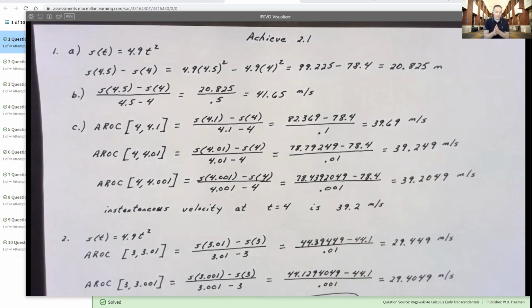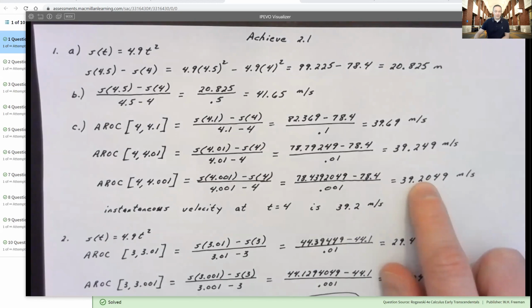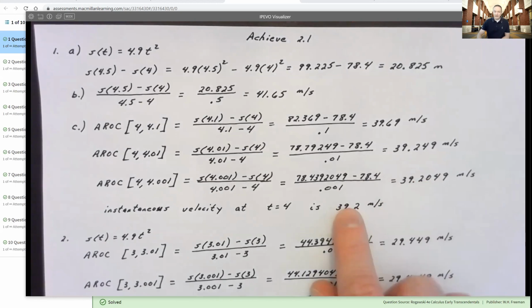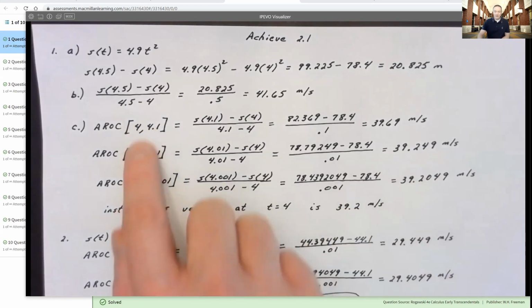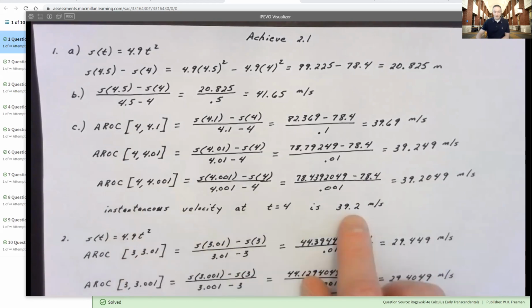Okay, so what's going to happen as that time interval gets closer and closer and closer to exactly 4 seconds? Well, it's going to approach 39.2. And again, if you need to get more exact with these average rates of change in order to convince yourself of that, you always could.